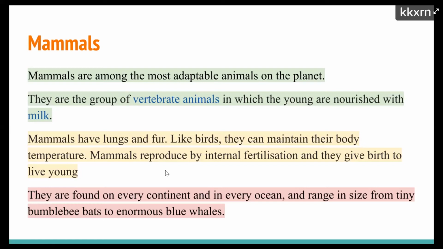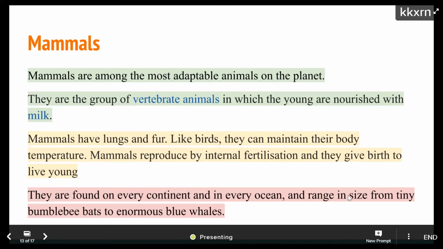Now, mammals, in fact, they change in size, and they can be grown on every continent, on every habitat, okay? And the smallest, I have taken some pictures, the smallest mammal in size is the bumblebee bat. I'm gonna show how small is it. And the biggest one is the blue whale, okay?